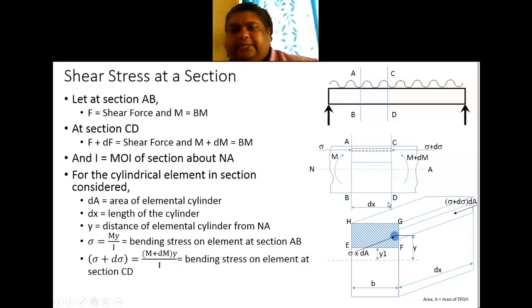Similarly at section CD, the bending stress is sigma plus d sigma, and that is given by (M plus dM) into y by I. See, y and I will remain the same, that will not change. Only the bending moment and the stress value is changing between AB and CD.